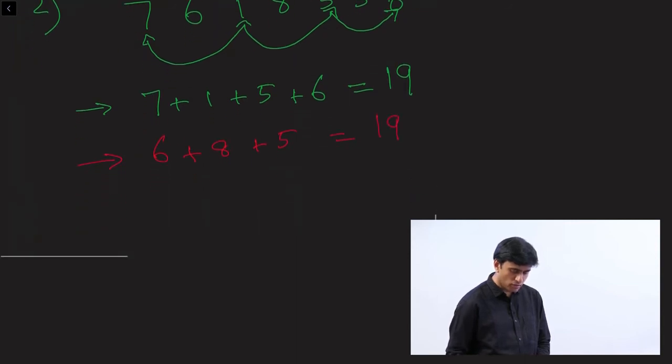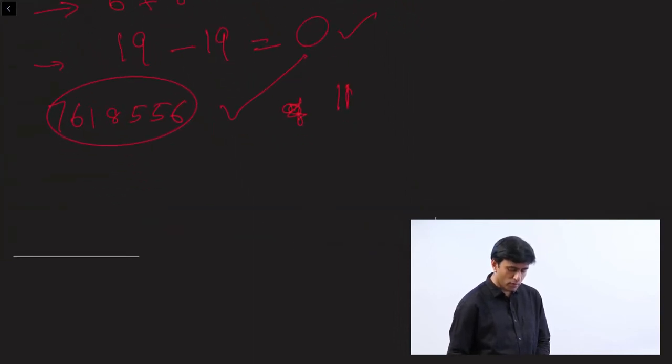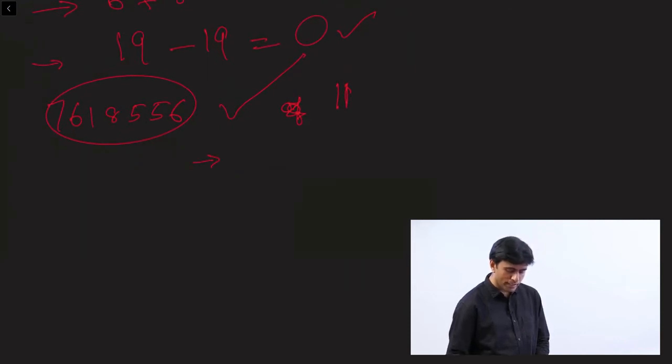So the next step is to do the subtraction. You do 19 minus 19. You take the difference of these two. It is 0. Since it is 0, 76185 56 is divisible by 11. Remember, you have to look for two things. You need to find the difference to be either 0 or a multiple of 11.